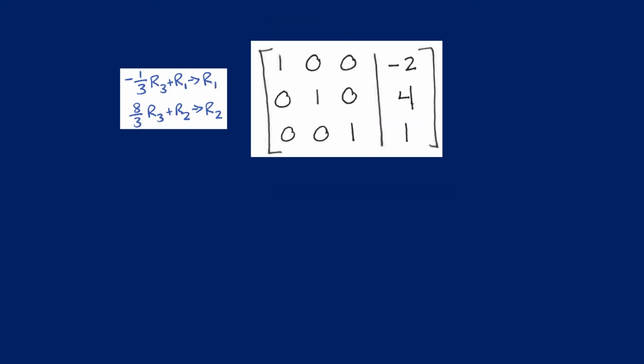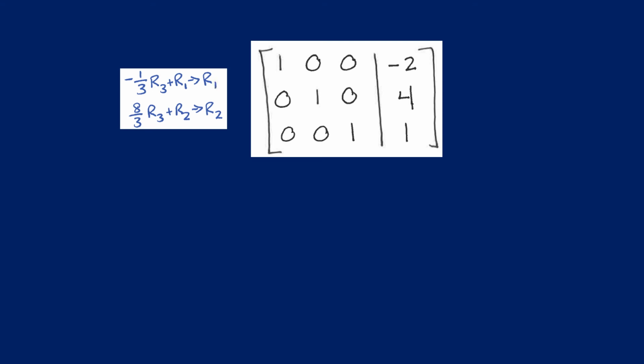So I'm going to use the command negative 1/3 R3, add it to row 1 to get 1, 0, 0, negative 2 as my new row 1. I'll use the command 8/3 row 3 plus row 2 to get a new row 2 of 0, 1, 0, 4. And so now I see that I've got this in reduced form.